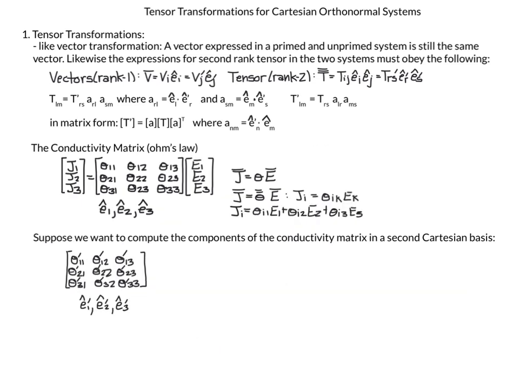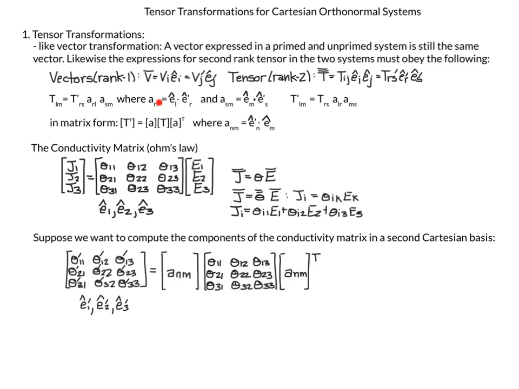The next thing I want to do with my conductivity matrix is suppose we want to compute the components of the conductivity matrix in a second Cartesian basis, that is, in a prime basis. So I want this same conductivity matrix, but now instead of e1, e2, e3, I want e1 prime, e2 prime, e3 prime. So I'm going to have my sigma 1, 1 prime, sigma 1, 2 prime, sigma 1, 3 prime, etc. So in effect, we're getting to the coordinate transformation of this system.